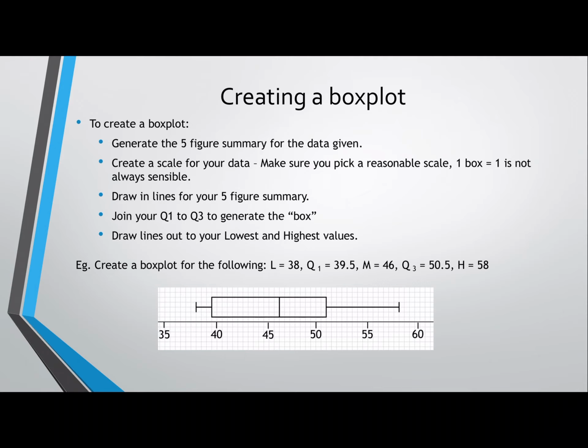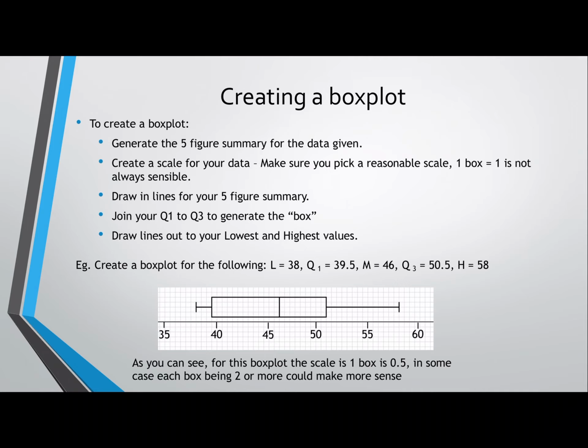At the bottom we've got a scale going up in 5s, and you can see that on this box plot the scale is 1 box is a half. In some cases, like I said before, each box being 2 or maybe more than 2 could make more sense. But for this one, because we had the 39.5 and the 50.5, and the numbers between our lowest and our highest span only 20, I've decided to go for 5 being 10 boxes, so each box is a half.